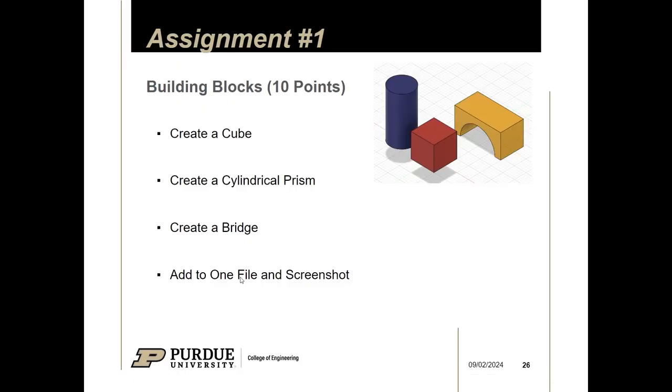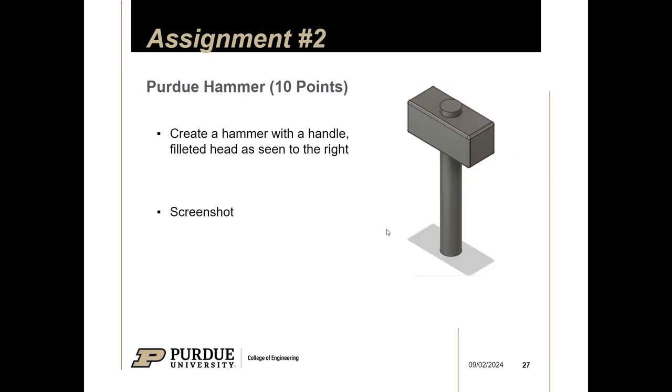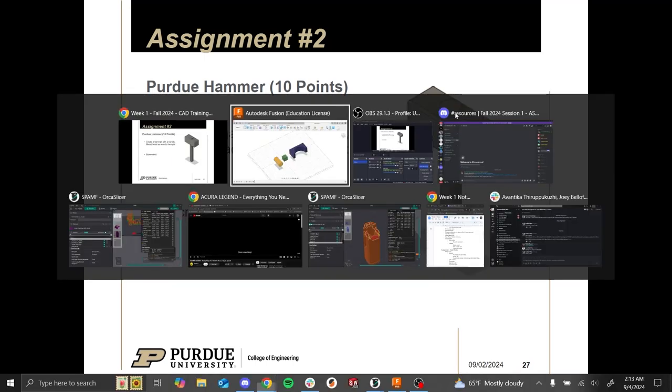So that's assignment 1 finished. Let's move on to assignment 2. So assignment 2 is the Purdue hammer. Again, there's a couple ways you could go about doing it. Just by looking at this part, you can see how there's a cylinder, a hammer, and then another cylinder on top of it, right? So you could make a cylinder and then make a hammer head on top, and then that nub on top. But you can also combine these two, which I'll show you in a second.